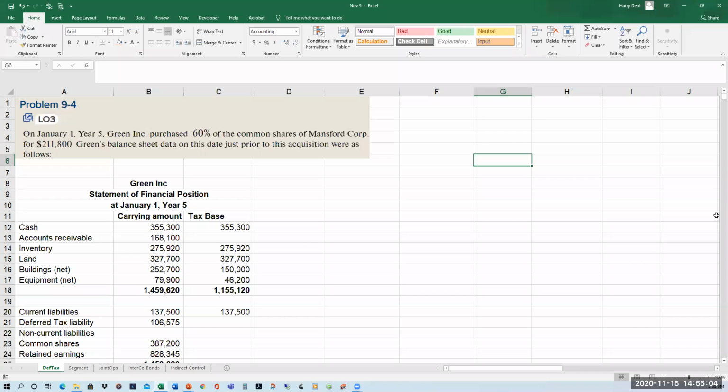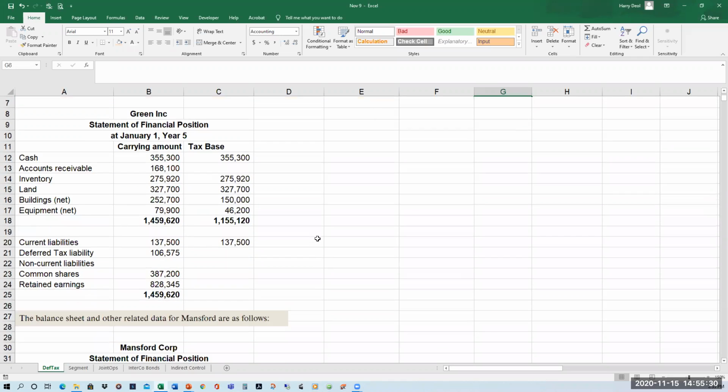By way of an example, we're going to look at problem 9-4 from the textbook. The facts are that on January 1st, year 5, Green Inc. purchased 60% of the common shares of Mansford Corp. for $211,800. Green's balance sheet data on this date just before the acquisition were as follows. So this is the balance sheet for Green Inc. The carrying amounts as well as tax-based numbers are given to us.